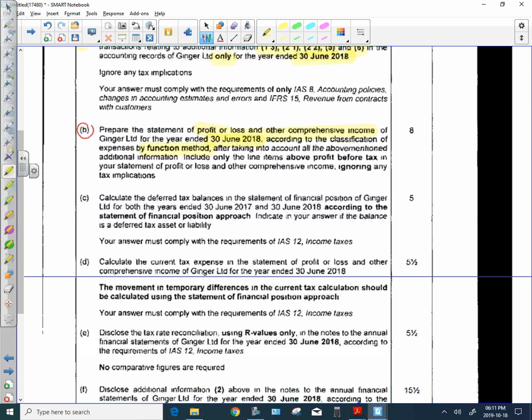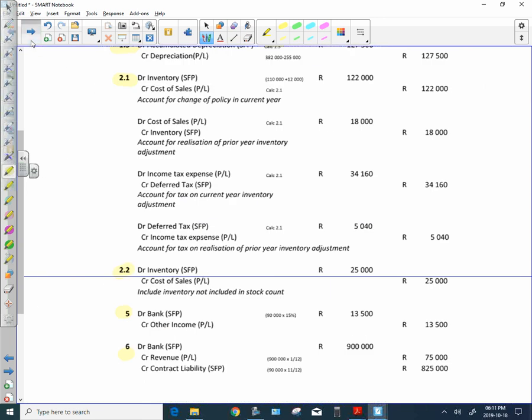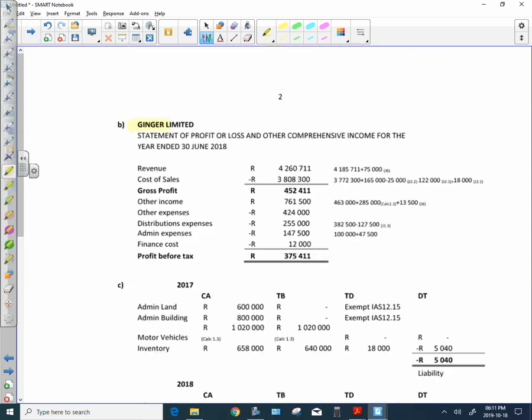So I would suggest you know what those expenses are, and before you even start reading the question, you can go and start prepping for this one. So you'll say, this is Ginger Limited. We're looking at the statement of profit and loss and other comprehensive income for the year ended 30 June 2018.